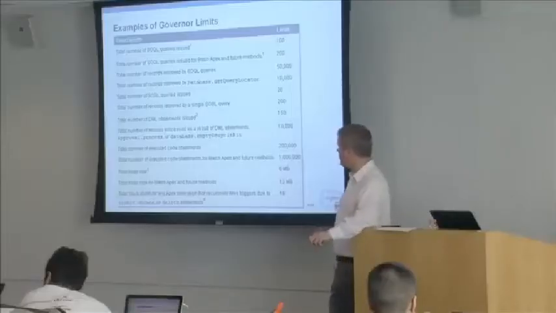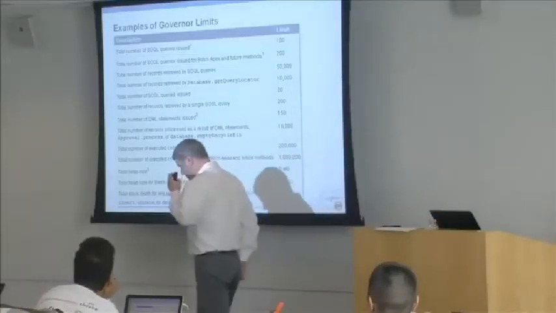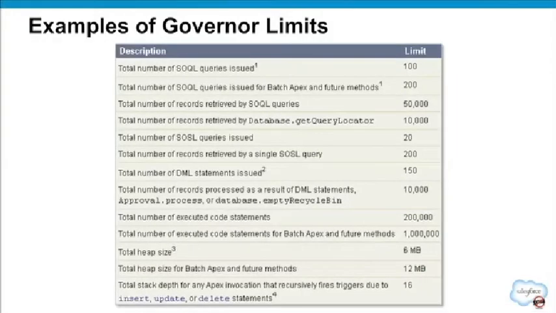The heap space, when I started, the maximum size of the heap space was 1 megabyte. It's now been increased. It went to 2, it went to 3, I think it went to 4, and then it went to 6. So since I've been working here, it's gone from 1 megabyte to 6 megabytes. So they are not something that are set in stone over time.